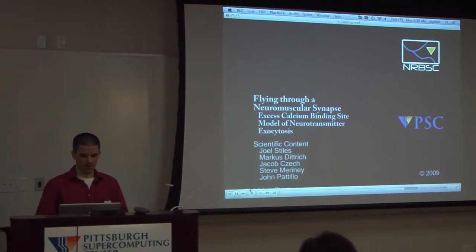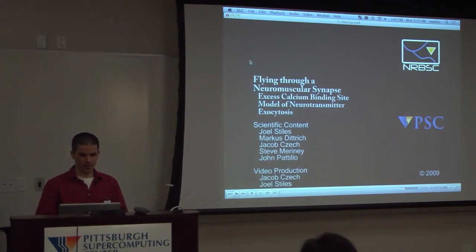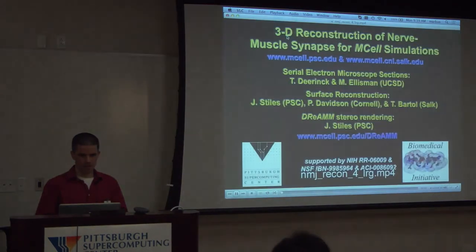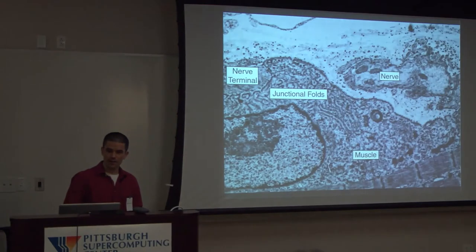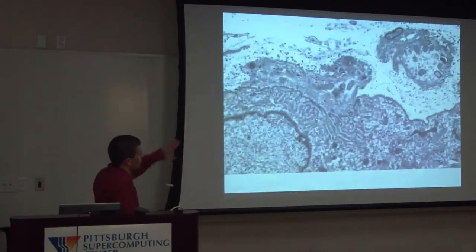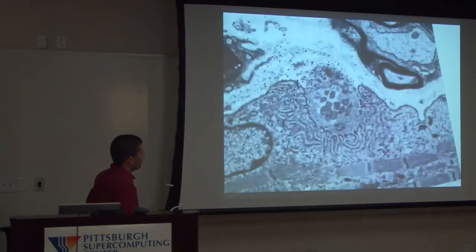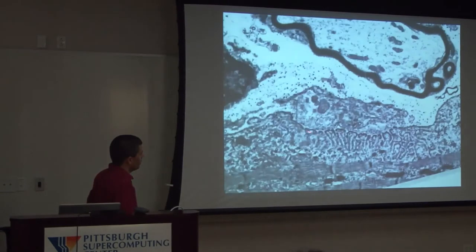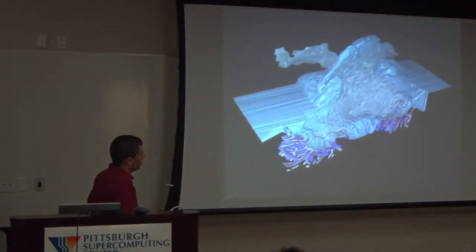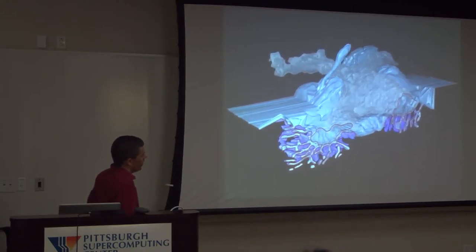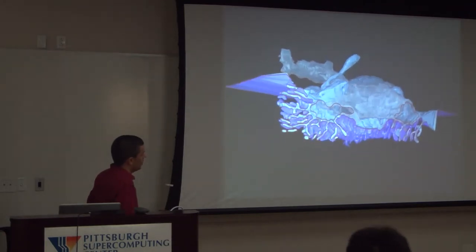And then there's also a movie for the second approach. This is a movie that shows the reconstruction where you use electron microscopy images. These are the slices. Each of these is an image of a slice that was taken of a synapse here. It's also a neuromuscular junction, so you can see those folds. And through a fairly elaborate process, you can use these slices and reconstruct them to come up with a fairly complicated and complex mesh that represents your biological system.